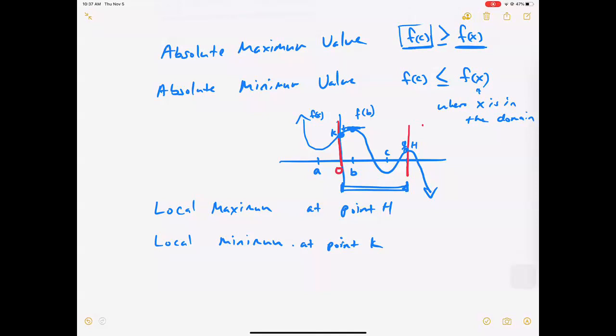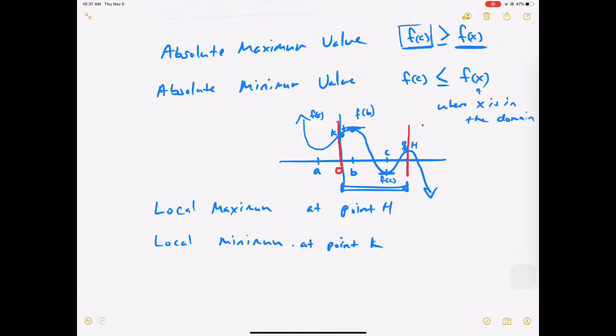Absolute minimum refers to our lowest value here. And for us in this graph, we would say that's at C, right? F of C here. So that's lower than any other value in this whole graph. So that's what absolute means: you are the dominant king.